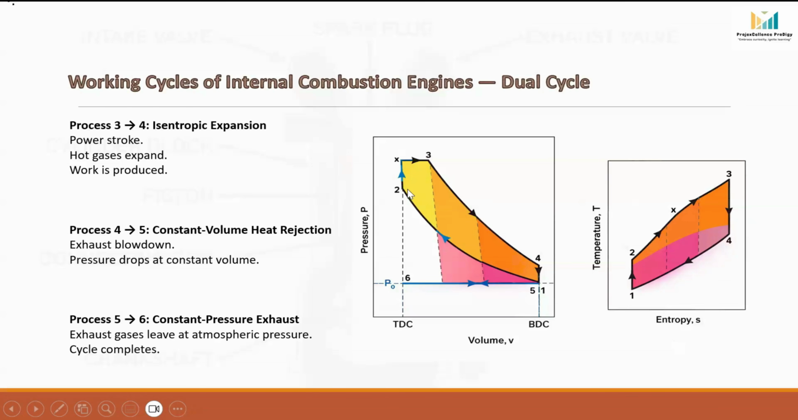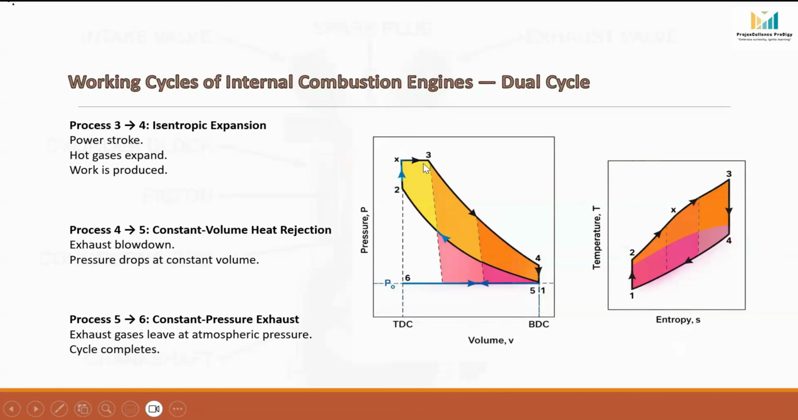Next, we move from 2 to x. Here, heat is added at constant volume. So here, entropy increases and temperature rises sharply. This part behaves like the Otto cycle because heat is added at constant volume.